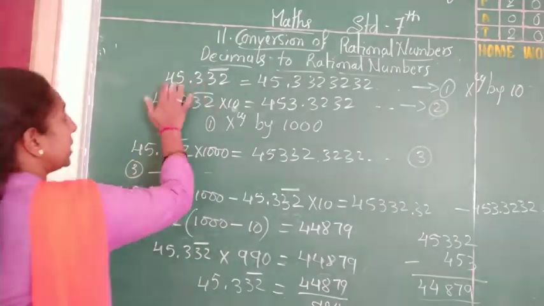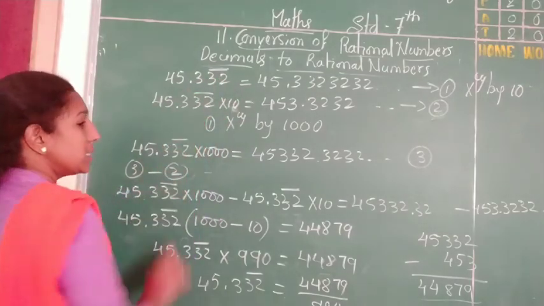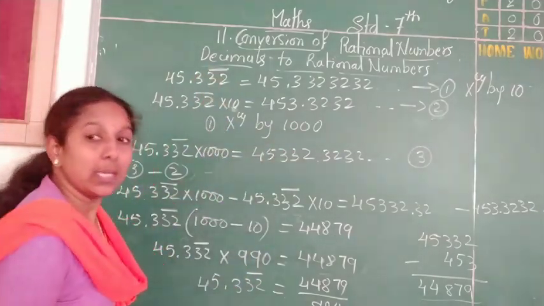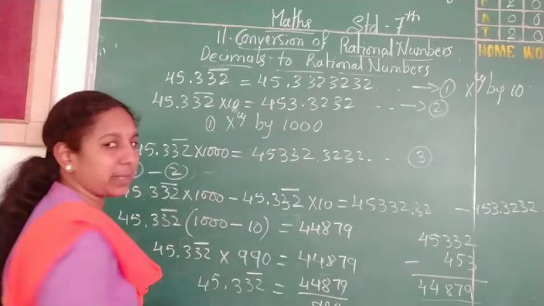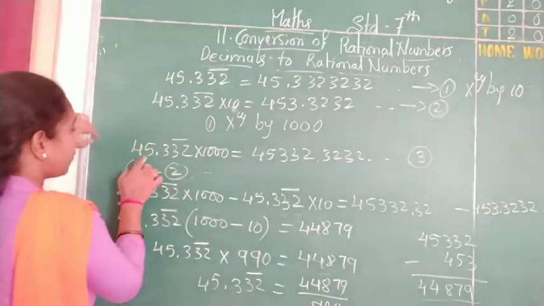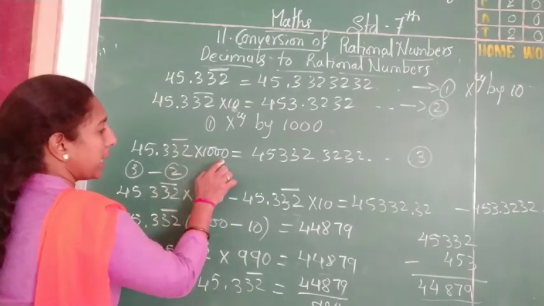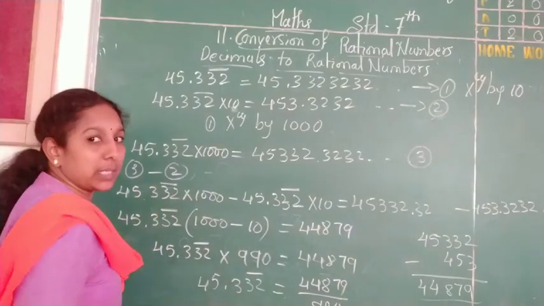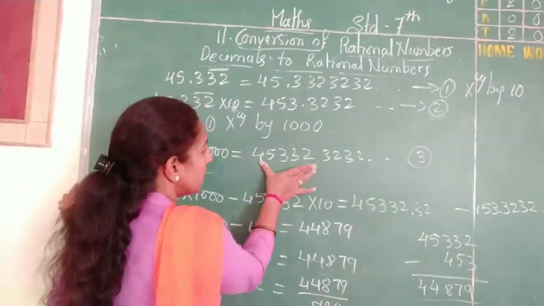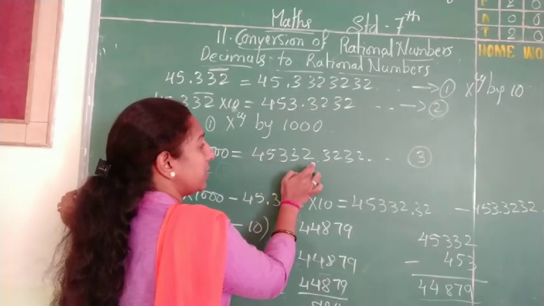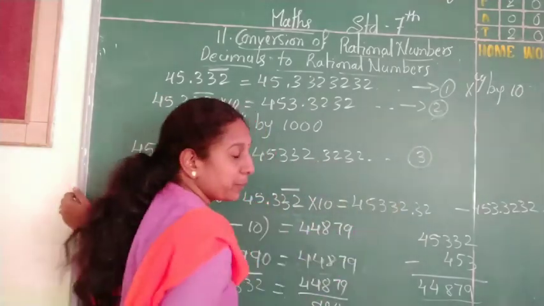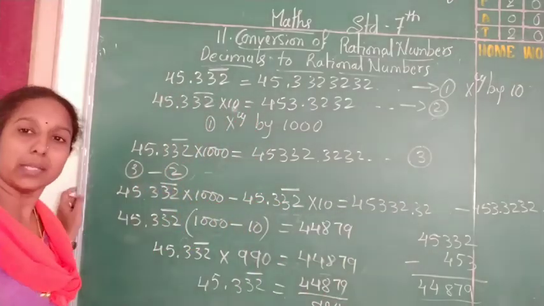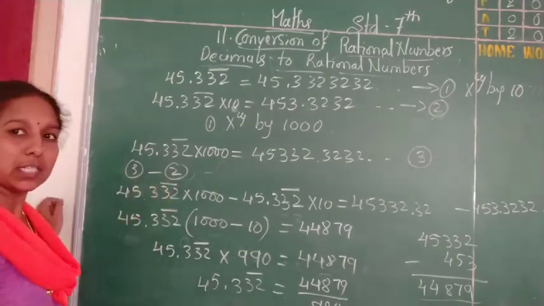Now you can see that in the first equation there are 3 digits after the decimal point. So I should multiply the first equation by 1000, because there are 3 zeros. After multiplying 45.332 bar by 1000, all these 3 digits will move before the decimal, into the whole number part. So 45,332.323232 will come. This equation is considered the third equation. Now I will do the third equation minus the second equation, that is, 3 minus 2.